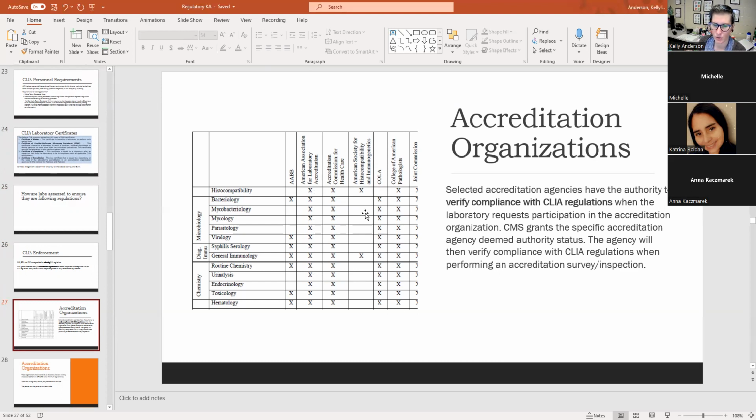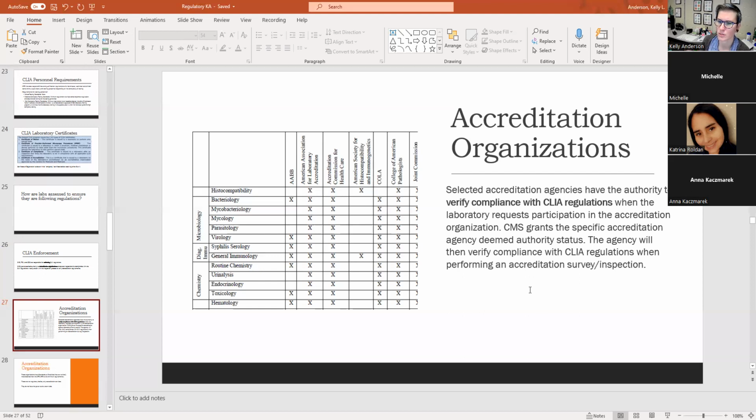So I cut this off so it would fit on the screen. But basically, the main ones are AABB and CAP, and then there's Joint Commission. Joint Commission is for hospitals. So most hospitals are part of the Joint Commission, and they will come and inspect the entire hospital.